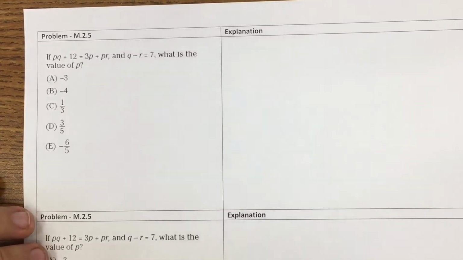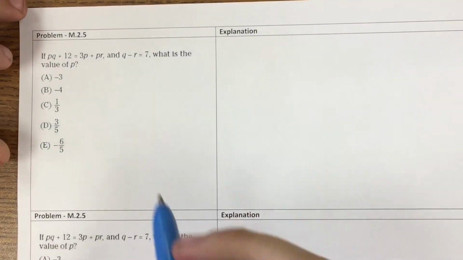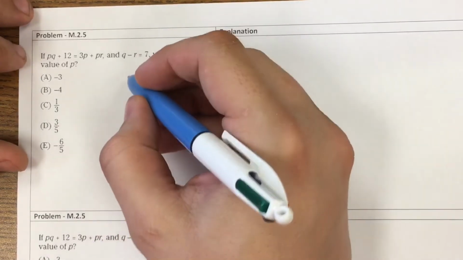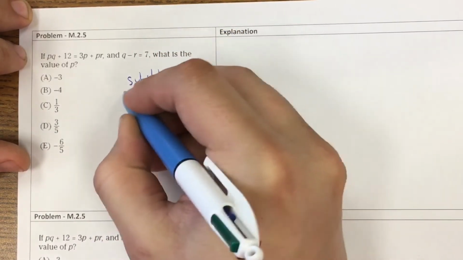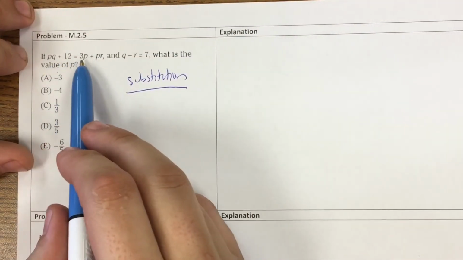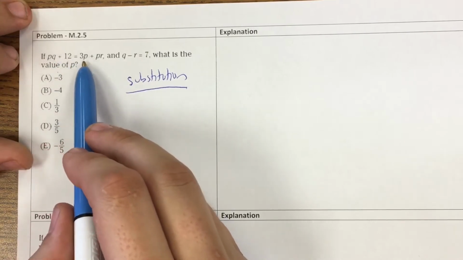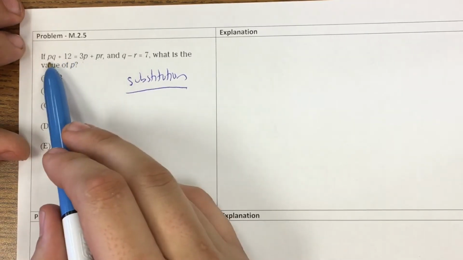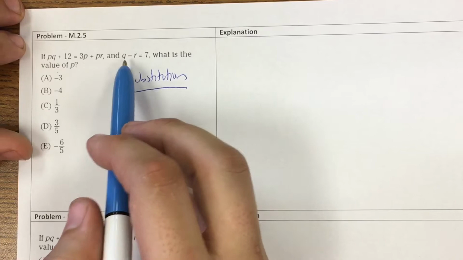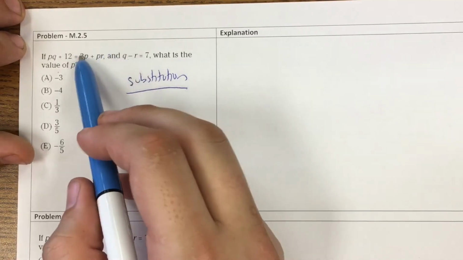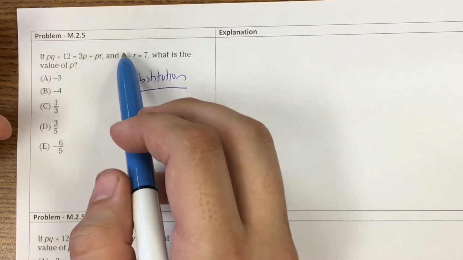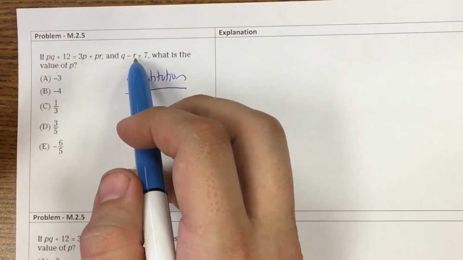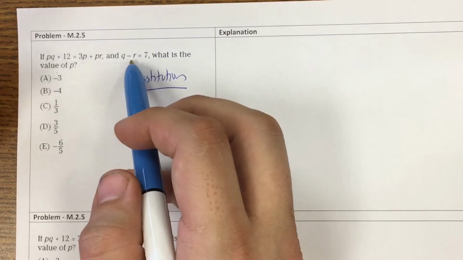There are multiple ways to solve M.2.5, but the strategy that I'm going to use today is called substitution. And I know that I'm going to use this strategy because I have an equation, and I also have two or more different variables in those equations. Because I'm given not only one equation, but two, I can rearrange these equations so that I can substitute or replace one variable for another.